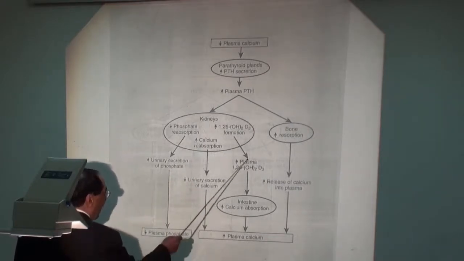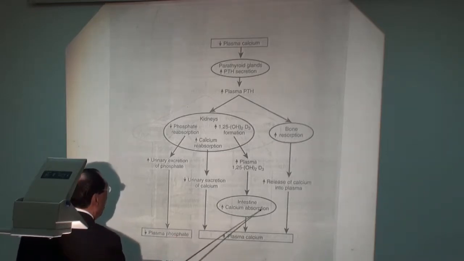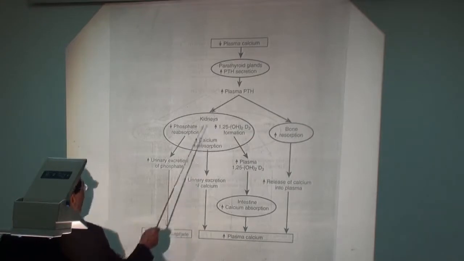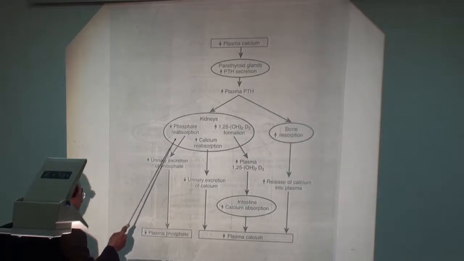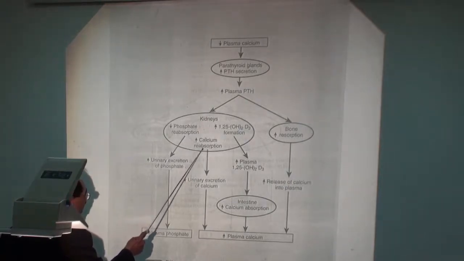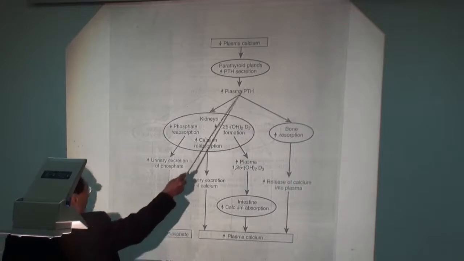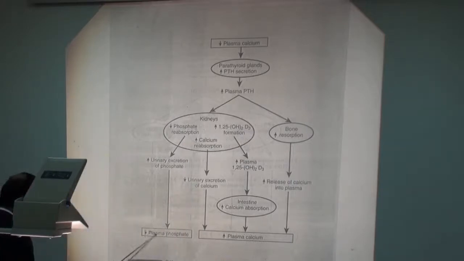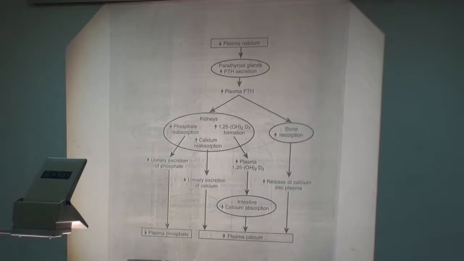This hormone D derivative affects the intestines to increase calcium absorption, and PTH also directly affects the kidneys to decrease phosphate reabsorption and to increase calcium reabsorption. At the end, plasma calcium level is increased under the effect of PTH, and plasma phosphate level is decreased under the effect of PTH on the kidney tubules.